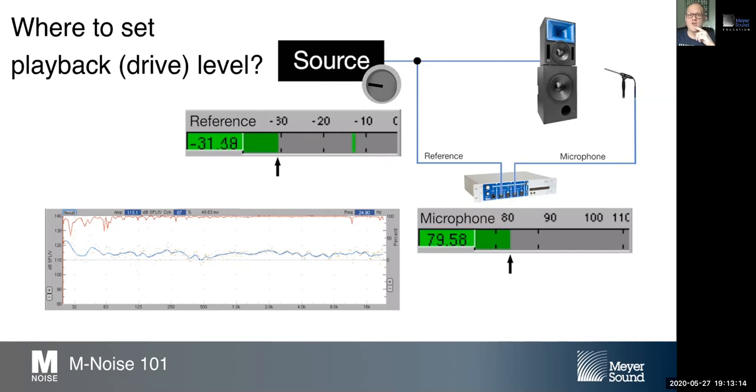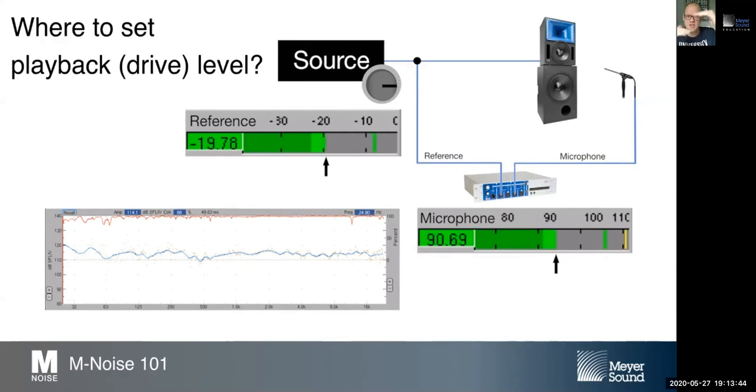If the volume knob lives all the way upstream and we were to increase the level, then the reference signal becomes louder in my transfer function, and so does the microphone. And that means that as long as the system is linear and the volume knob lives upstream, the transfer function is not expected to change, even if we increase the level. That is to say, it's not expected to change provided the loudspeaker is linear. So here you see that if we increase the level, both reference and microphone follow each other in lockstep.